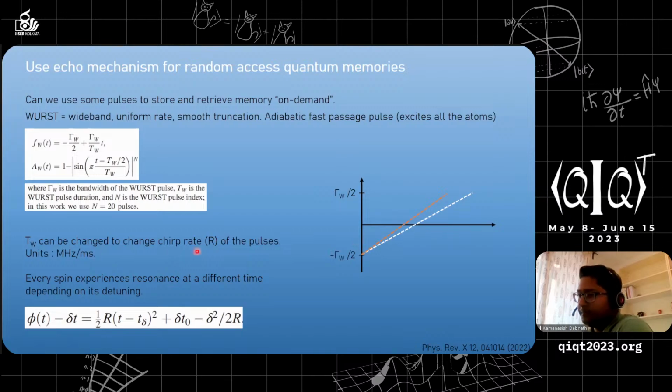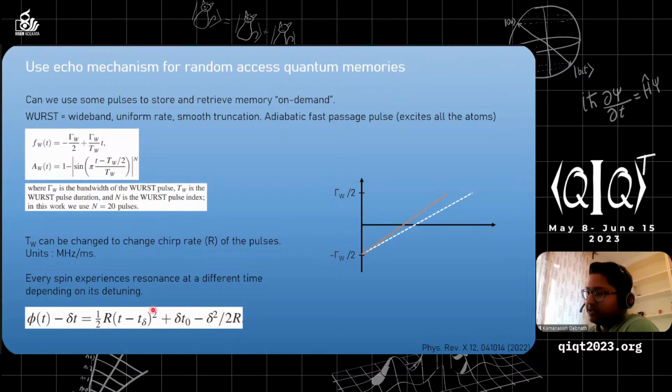So this is R. And when we apply this type of pulse, again, I am not going into the detail, but please trust me. And if you want to know how this is derived, there is the paper here. The phase that each of the atoms actually acquires looks like this, where R is the chirp rate, delta is the detuning, T naught is the center of the pulse. And yes, there are terms which depend on the detuning of the spins, which is fine.